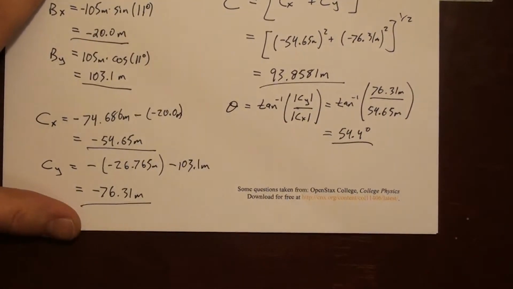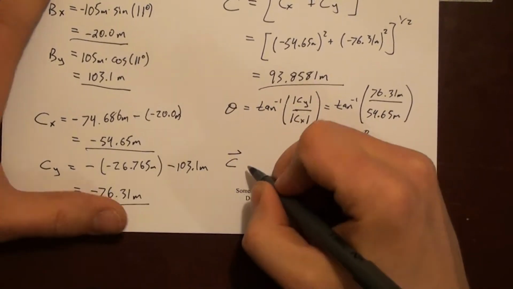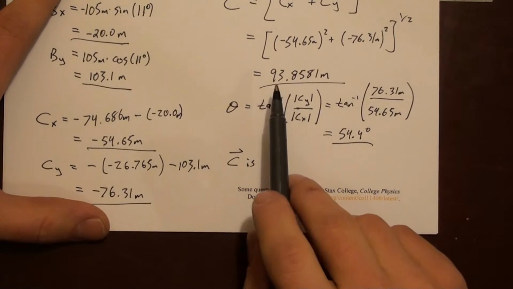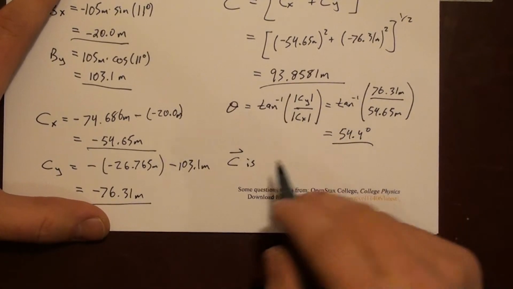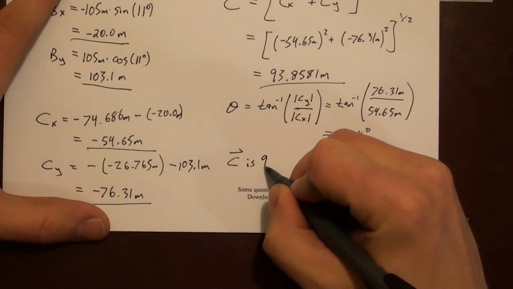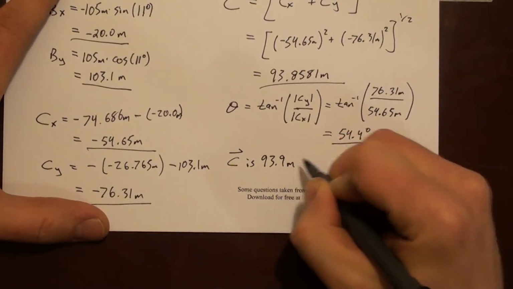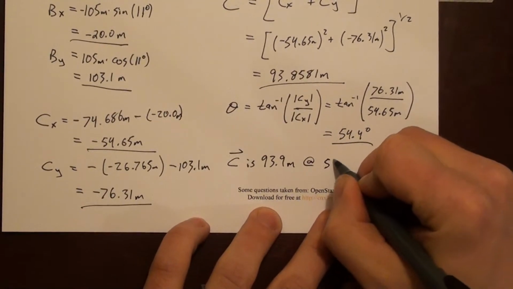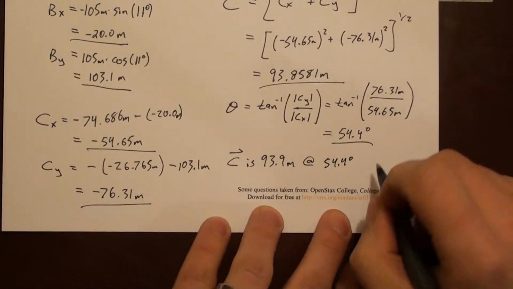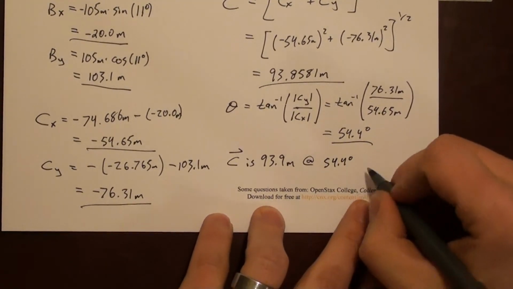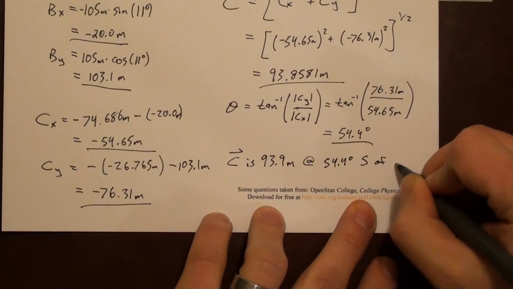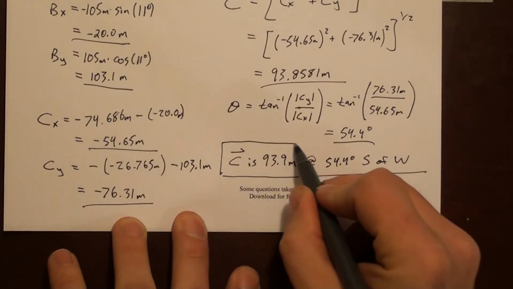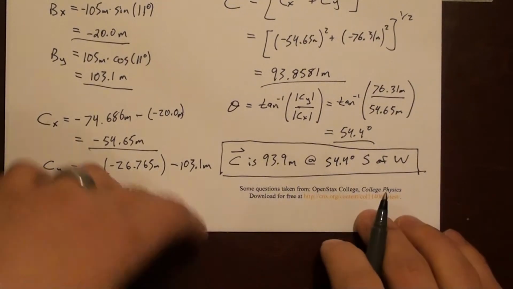So in total, C vector is 93.9 meters, rounded to 3 sig figs. So 93.9 meters at 54.4 degrees, and that's south of west. South of west. And that's our answer in total.